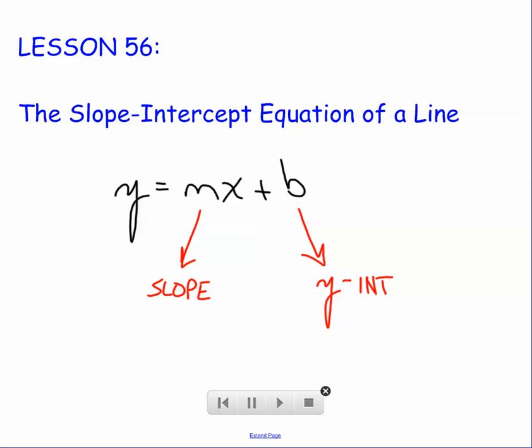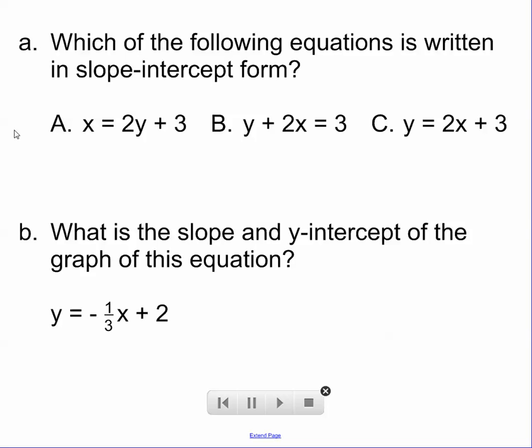So here we go. Let's do a little bit with this. Which of the following equations is written in slope-intercept form? So we got x equals 2y plus 3. No, because we're trying to get the y by itself on the left. This has the x by itself. B, y plus 2x equals 3. No, again, we're trying to get the y by itself. And C, that's our answer. Y equals 2x plus 3. So we got the y by itself, then everything else over on the right, mx plus b.